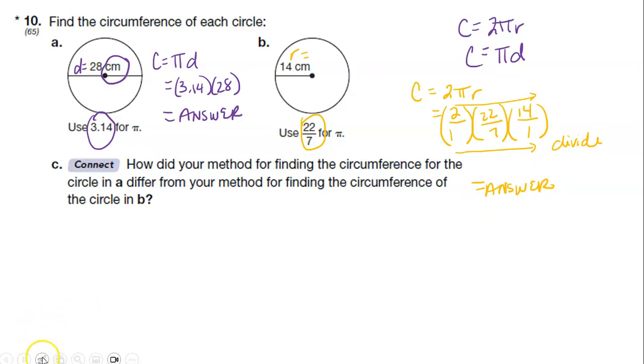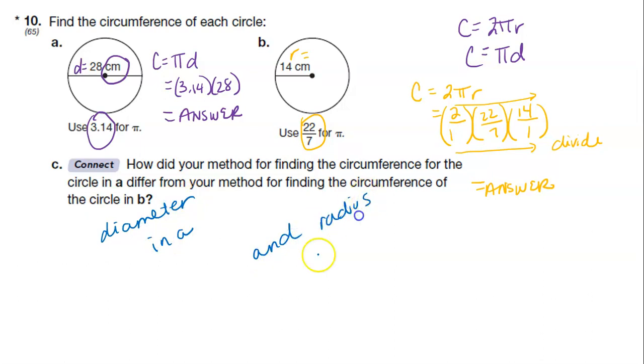Okay, let's see. How did your method for finding circumference of a circle differ? Okay, we used diameter in A and radius in B.